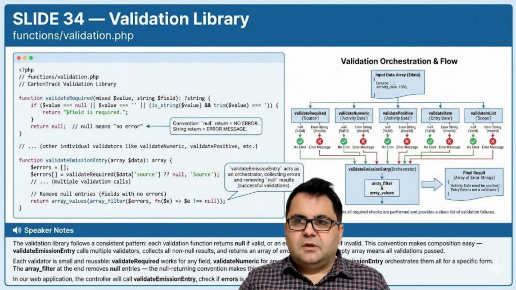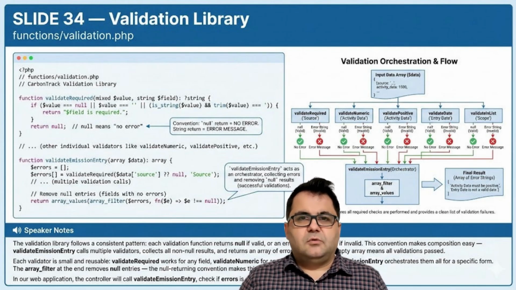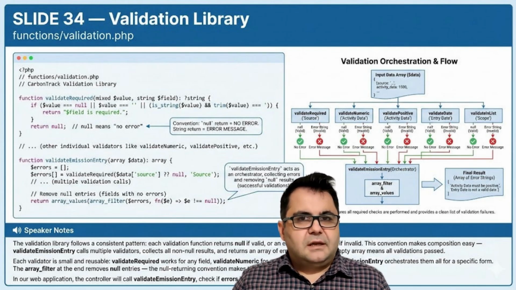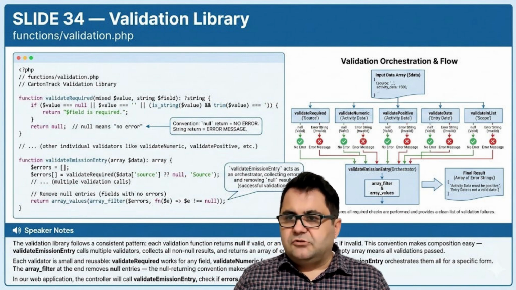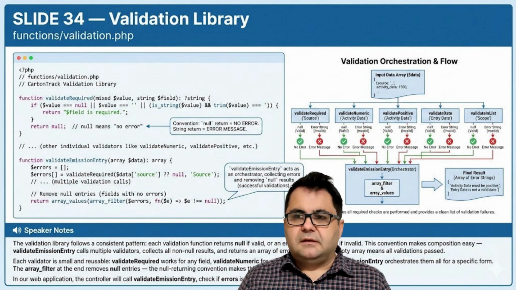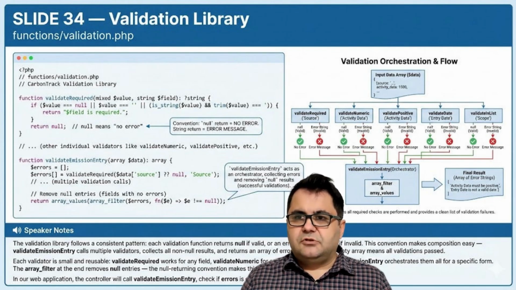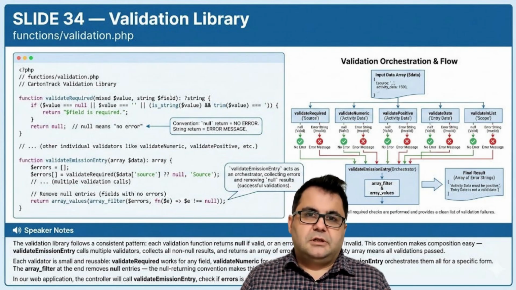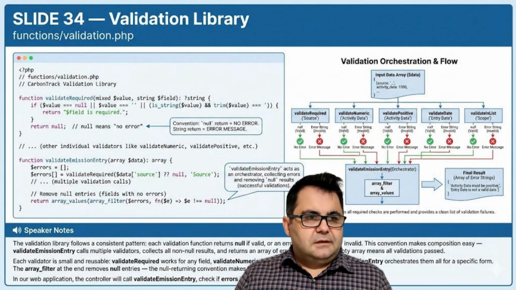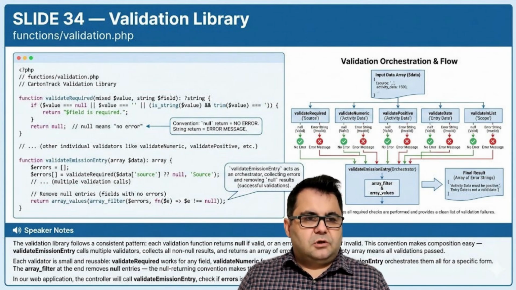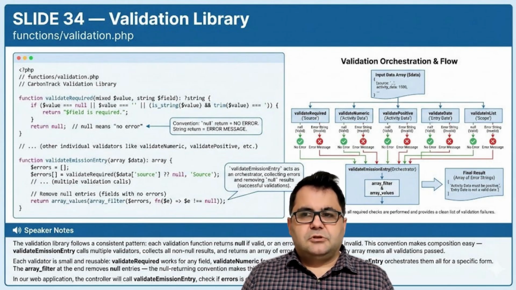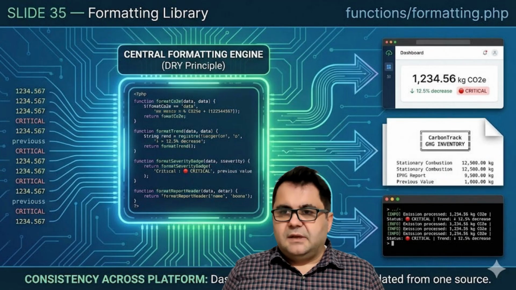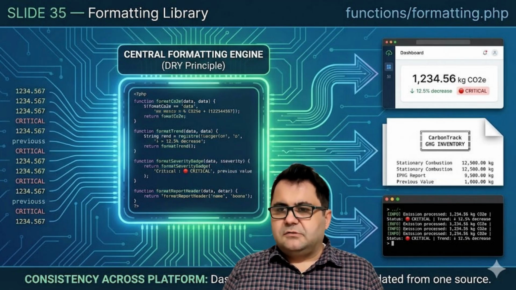Each validator is small and reusable. Validate required works for any field. Validate numeric for any numeric input. Validate emission entry orchestrates them all for a specific form. The array filter at the end removes null entries. The null returning convention makes this clean. In our web application, the controller will call validate emission entry, check if errors is empty, and either proceed or display the errors.